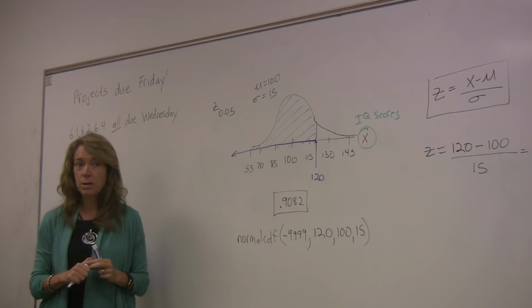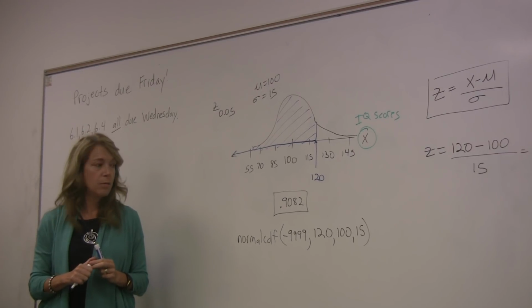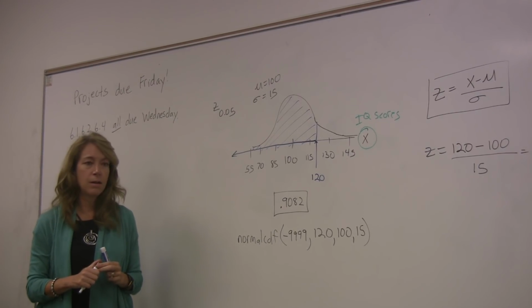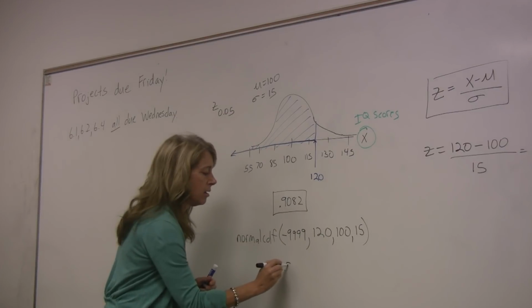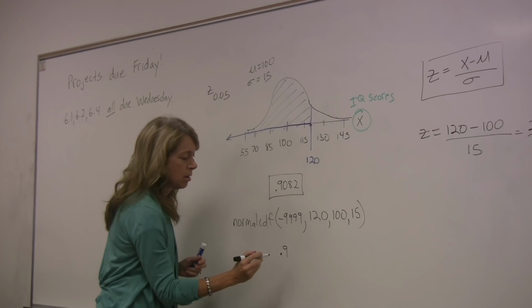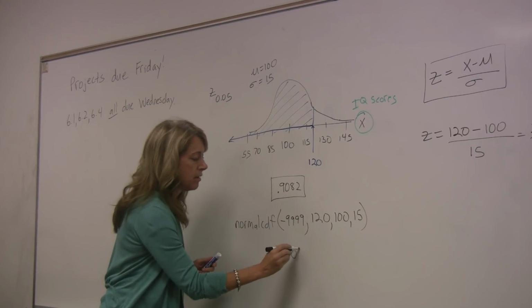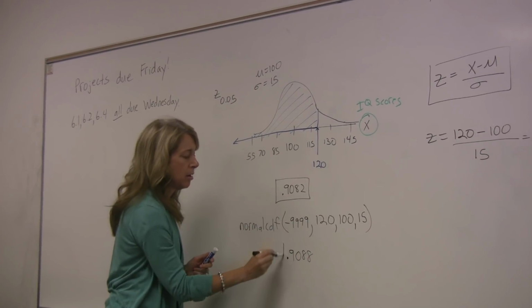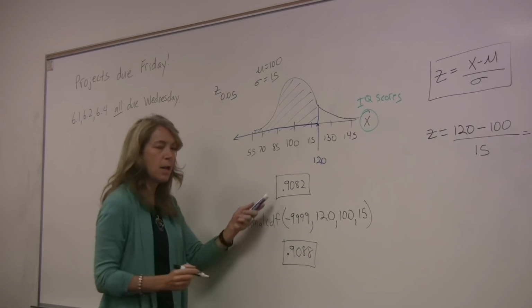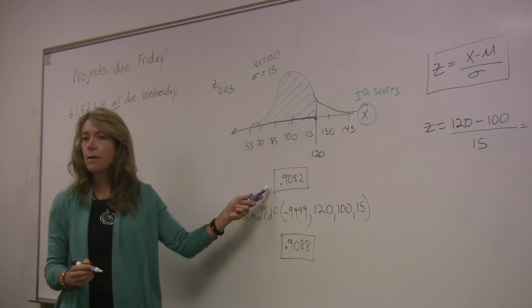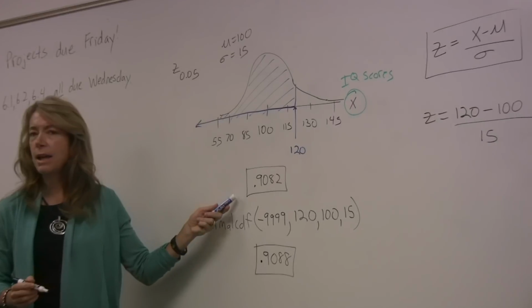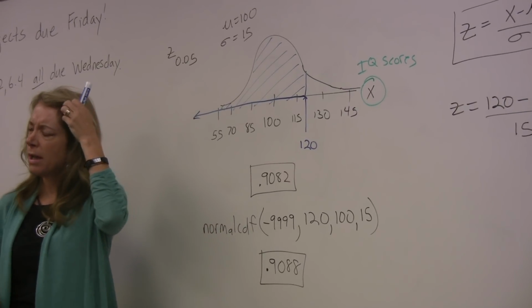Okay, with my 4 numbers, what's the answer here? 0.9. What are the rest of the digits? 0, 8. If you round it, it's 0.9088, so if we round, 8. Not the same answer. Not exactly the same. Why?